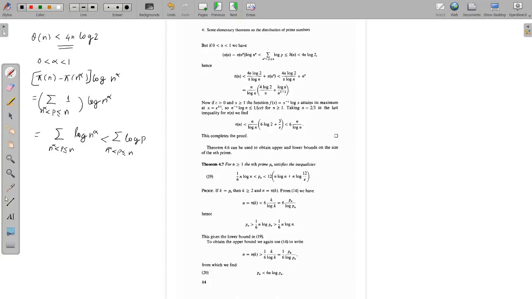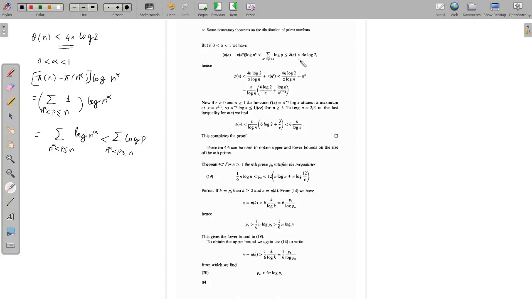Okay, so that is what we have obtained here. If we set alpha less than 1, a positive quantity less than 1, then pi of n minus pi of n raised to alpha, times log n raised to alpha, is always less than the summation over n raised to alpha less than p less than or equal to n of log p. This is less than or equal to theta of n minus theta of n raised to alpha. So that is always less than or equal to theta of n.